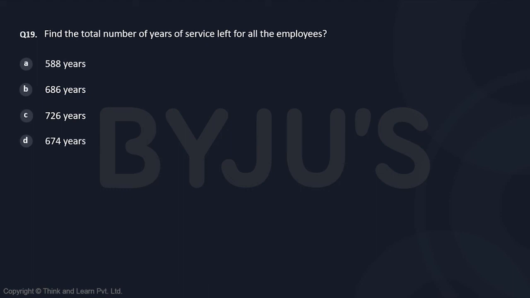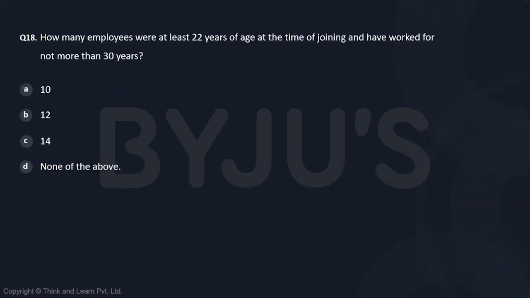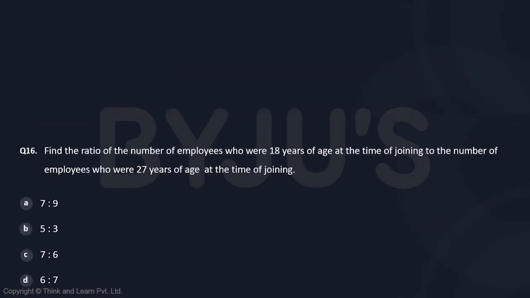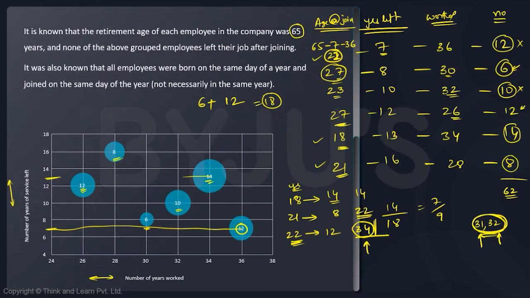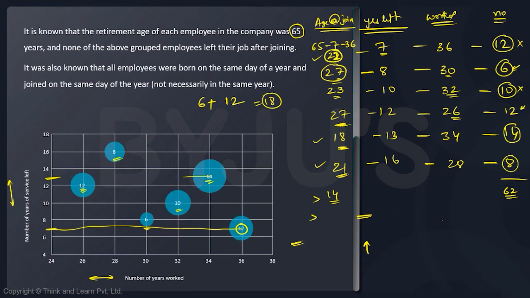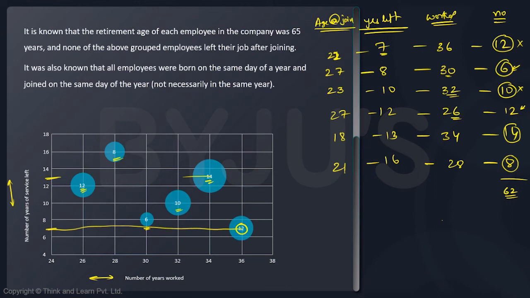Next, find the total number of years of service left for all the employees. So you just have to look at the multiplication product of the number of people and the number of years of service left. So if you look at 12 people, so if I just erase all that is not needed, because that will save or rather give me space to calculate now. So all this I will erase, unnecessary things. Okay, so this is 22. This is 27. All this I'm just doing to create less clutter. Okay, so all this is gone.